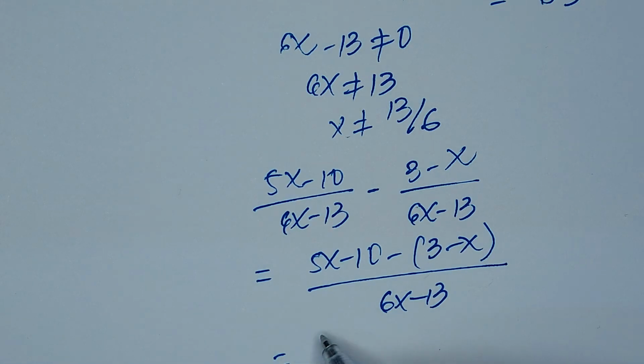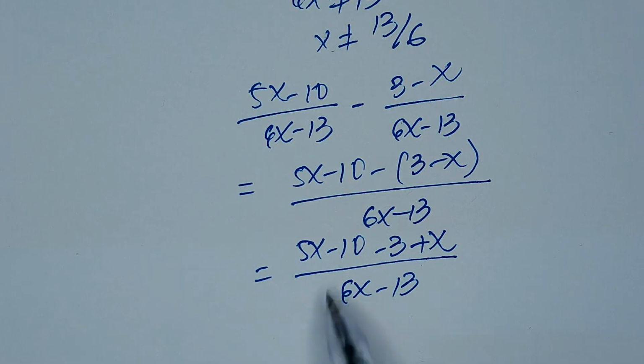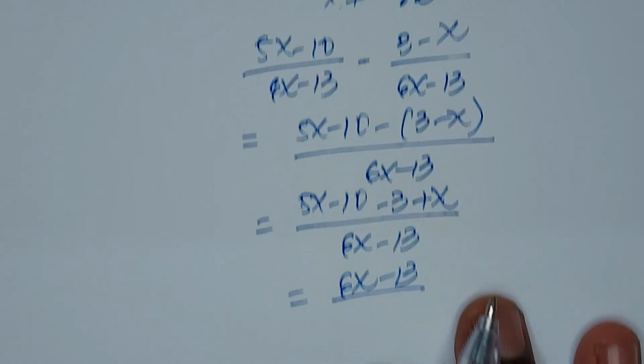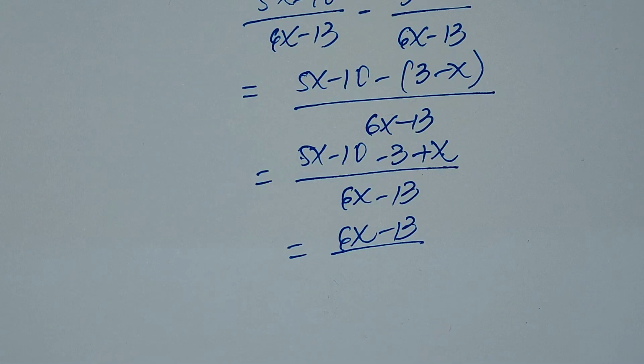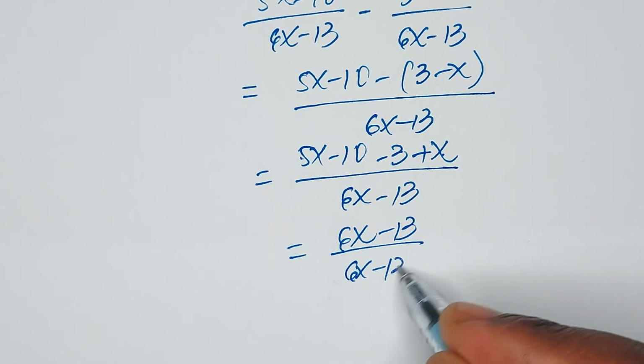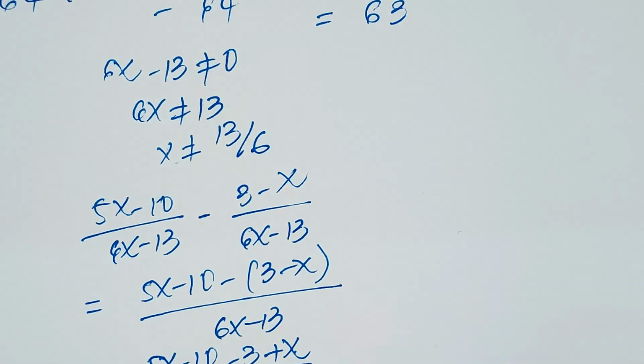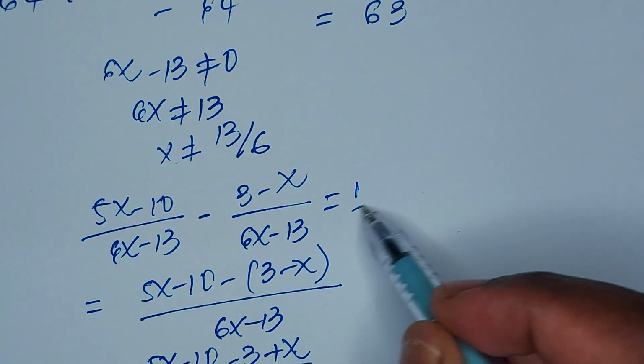So this is 5x minus 10 minus 3 plus x, over 6x minus 13. This one and this one give us 6x, and this is minus 13, all over 6x minus 13. So this divided by this gives us 1. It means that this subtraction gives us 1.